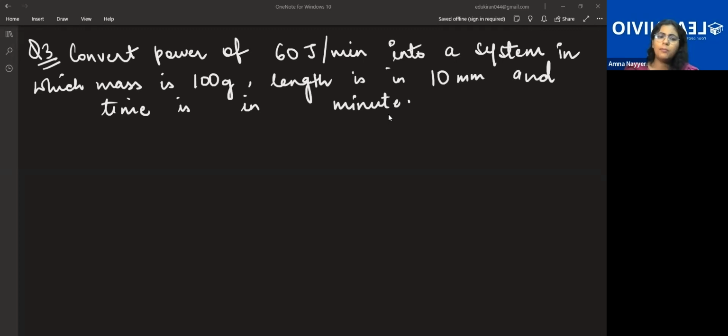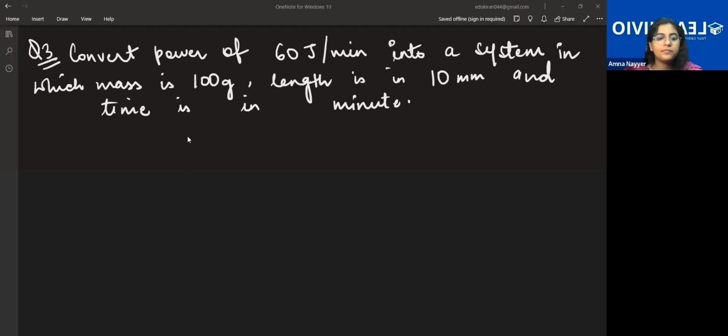The way we have been applying, the way we have been converting one system of units into another, that was very easy because that was just conversion of SI into CGS, means the standard unit into the centimeter gram system. With the help of that method, you'll be able to solve these questions as it is. Now it is saying convert power of 60 joules per minute. But here the mass is different, length is different, and time is different.